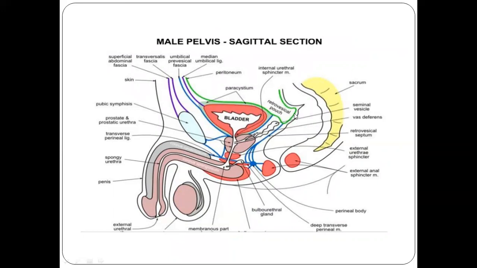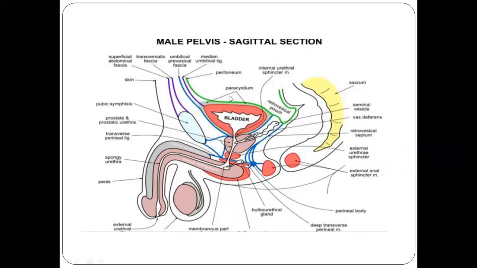This is the rectovesical pouch in the male. This is the rectum posteriorly, and this is Denonvilliers' fascia, which prevents prostatic carcinoma from invading the rectum. So this is very important. This is a fold of peritoneum which comes downward and forms Denonvilliers' fascia, also called the rectovesical septum. This is the apex of the bladder.